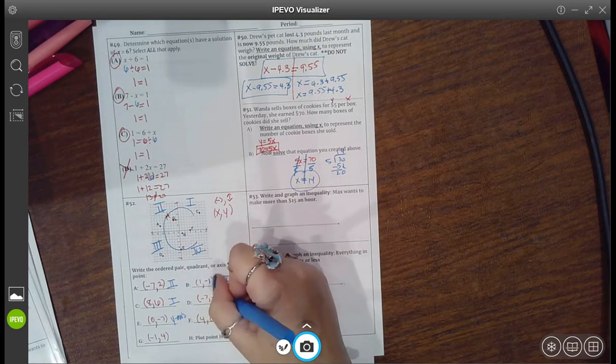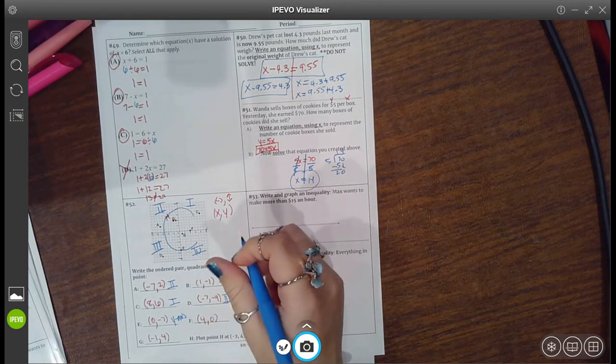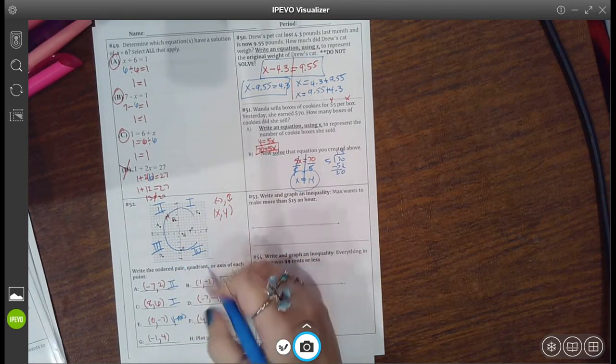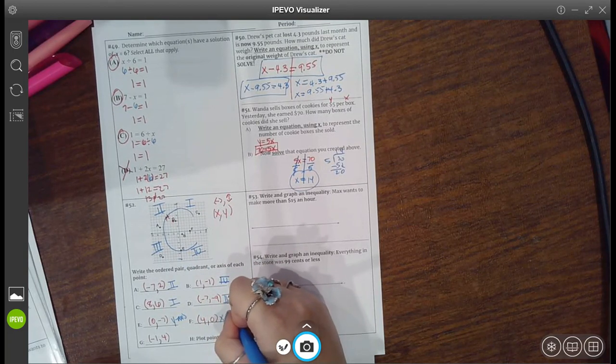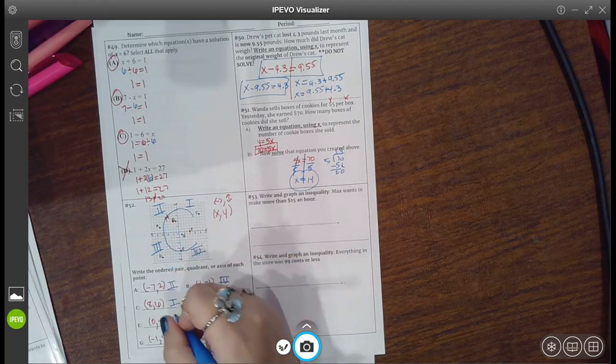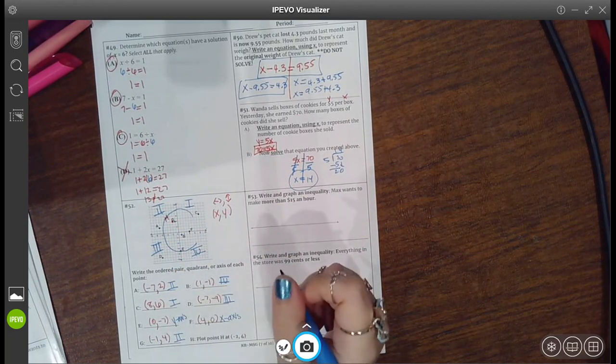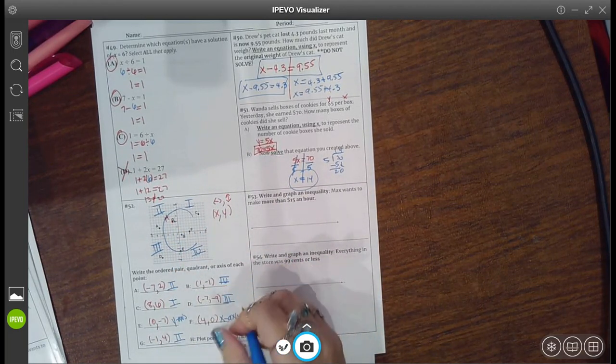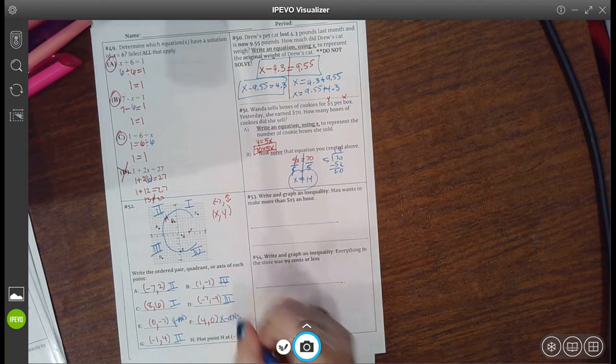D is down here in quadrant 3. F is here on this line, which is the x-axis. And G is again in quadrant 2. And H was in quadrant 2.